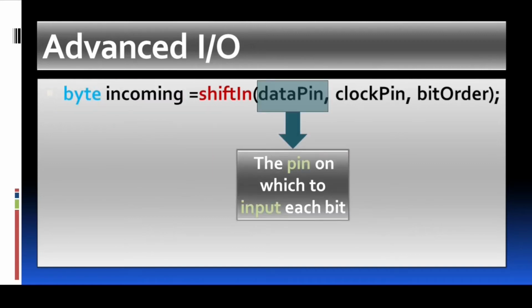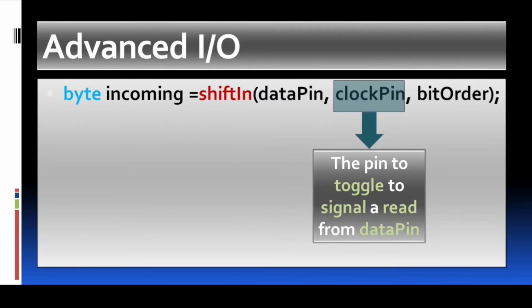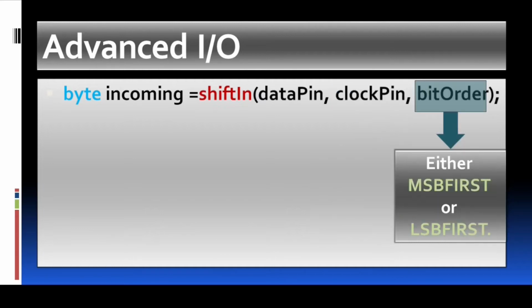In the shiftIn function, here is the data pin on which the data will be received. Here is the clock pin, the pin to toggle to read the signal from the data pin. Here is the bit order. It is either MSB first or LSB first, meaning in which direction you want to read your data.